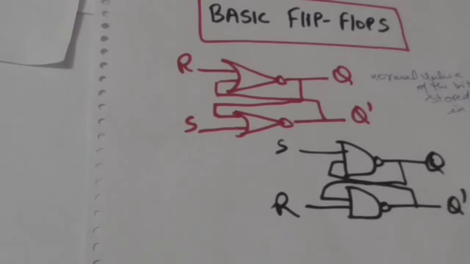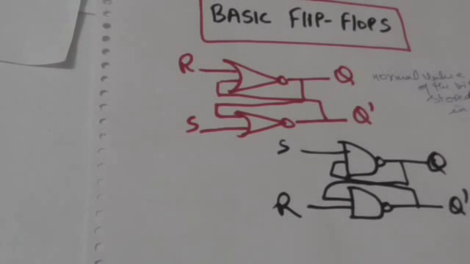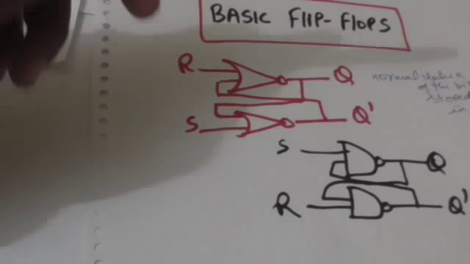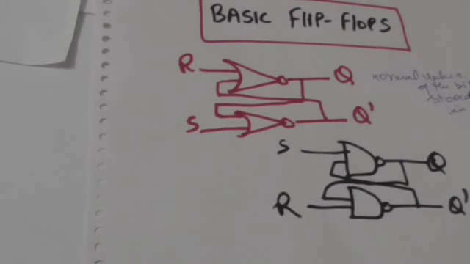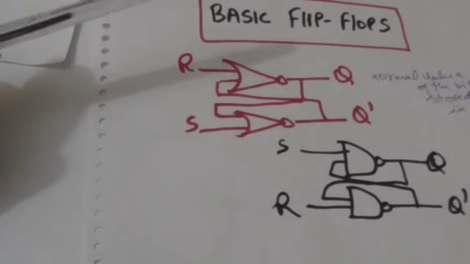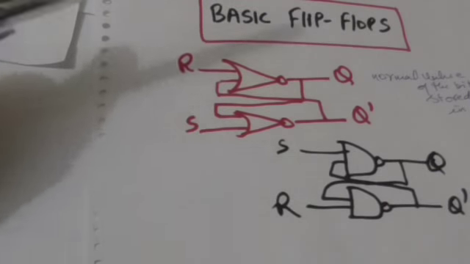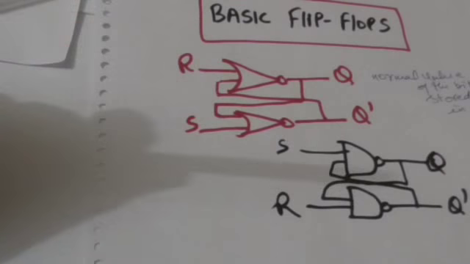These basic flip-flops are asynchronous sequential circuits. They have two inputs, set and reset. Set is denoted by S and reset is denoted by R. They have two outputs, Q and Q'. Q gives the normal value of the bit stored in the flip-flop, and Q' gives the complement value of the bit stored in the flip-flop.